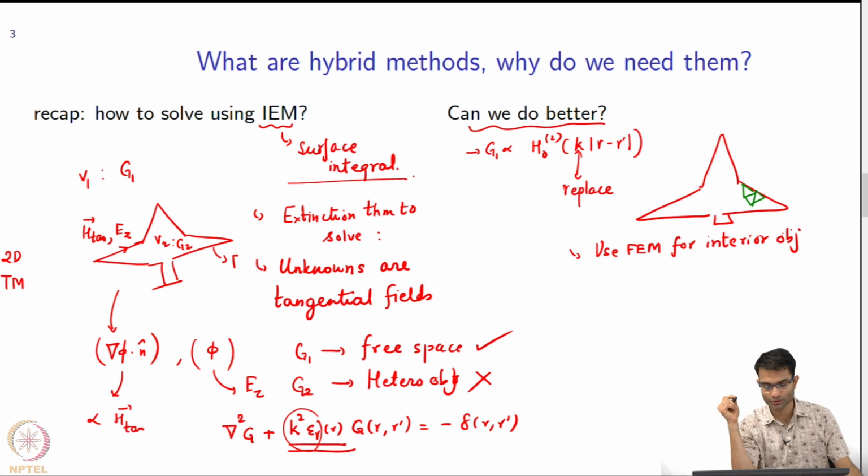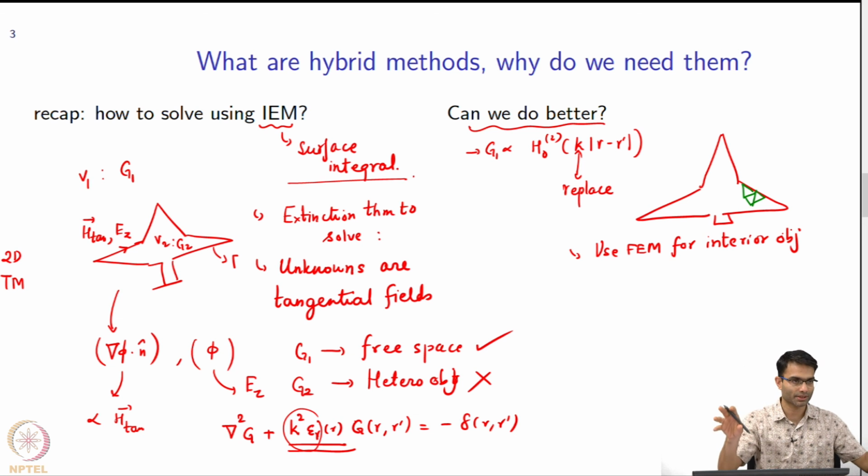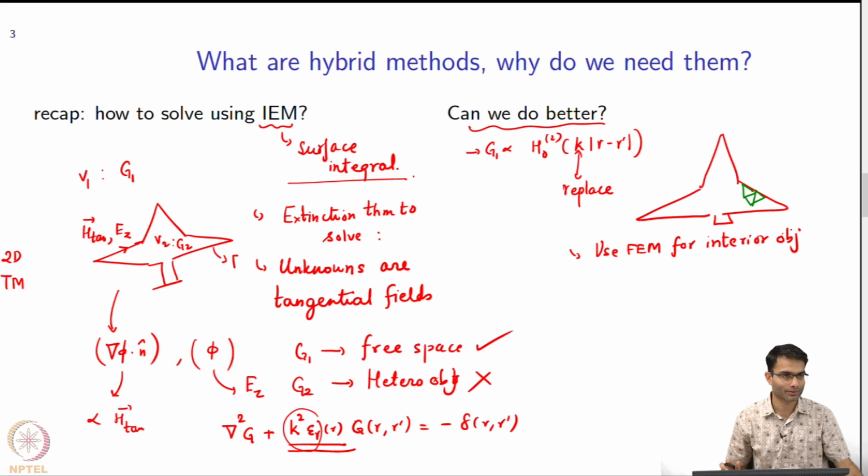So your suggestion is to use boundary integral only, but make it into piecewise homogeneous regions, do a multiply connected region, and have unknown tangential fields on everything, right? Yeah, that can be done. That's going to be very, very tedious. Okay, so you were on the right track and then you deviated. Use FEM for the interior objects. That means I discretize the interior.